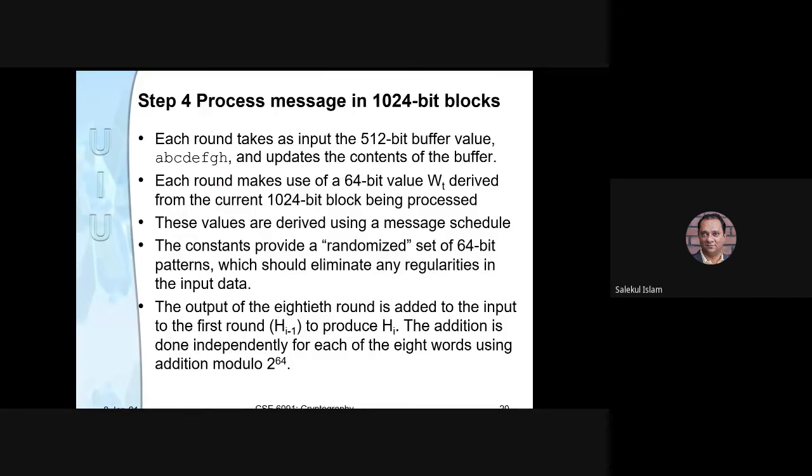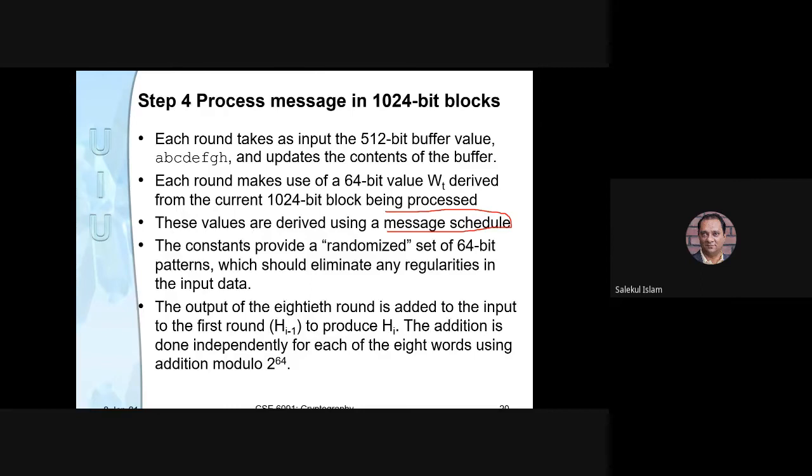Now each round takes as input the 512-bit buffer value from A to H. I think we have explained. Each round makes use of a 64-bit Wt derived from the block. These values are derived using a message schedule. Yes, this is the part. So using this message schedule, you generate W0 to W79. So you have some algorithm.